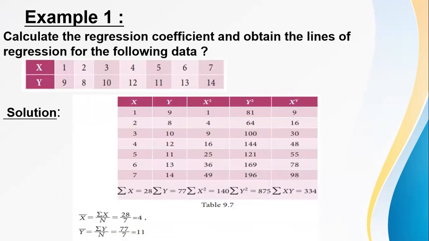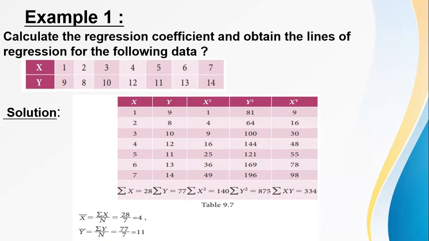Here we can see the first example for regression coefficient. The question is: calculate the regression coefficients and obtain the lines of regression for the following data. Here the values of x are given as 1, 2, 3, 4, 5, 6, 7 and the y values as 9, 8, 9, 10, 11, 12, 13, 11, 14. First we want to find x square. Here we find the squares of the x values, the squares of the y values, and x into y. Summation of x means the total of the x values, and we write the totals of y, x squares, y squares and xy.